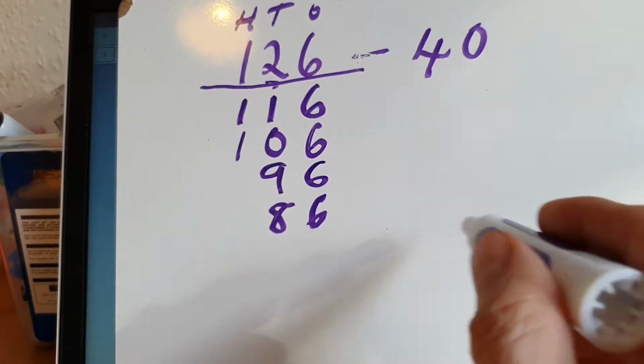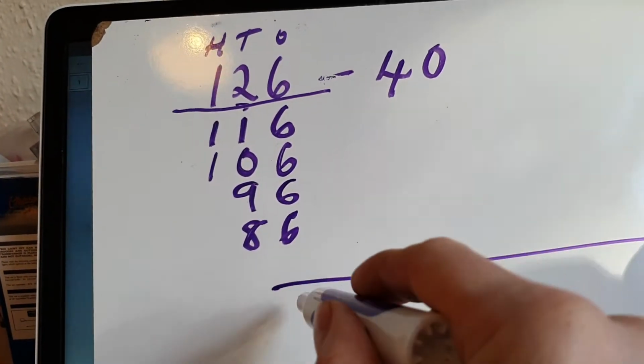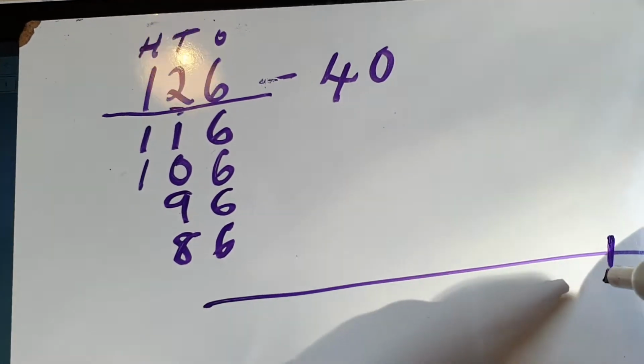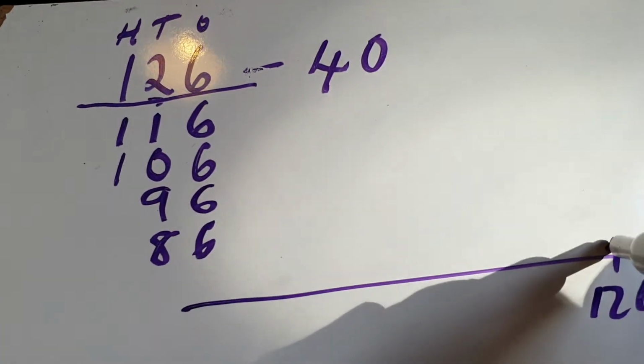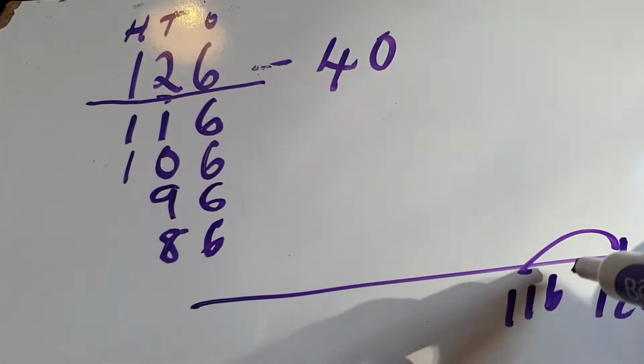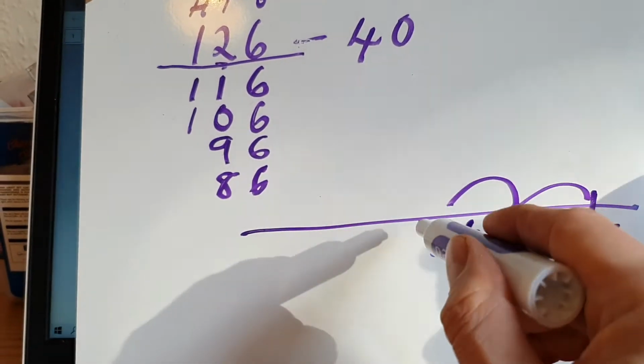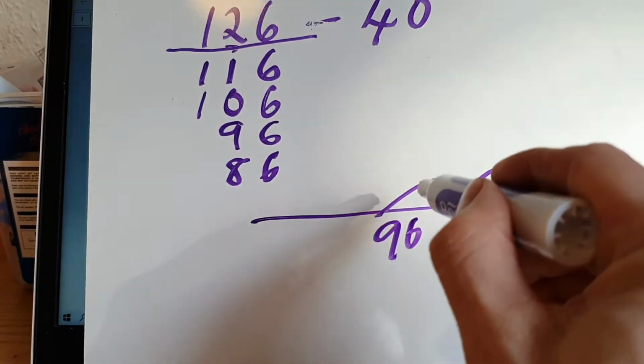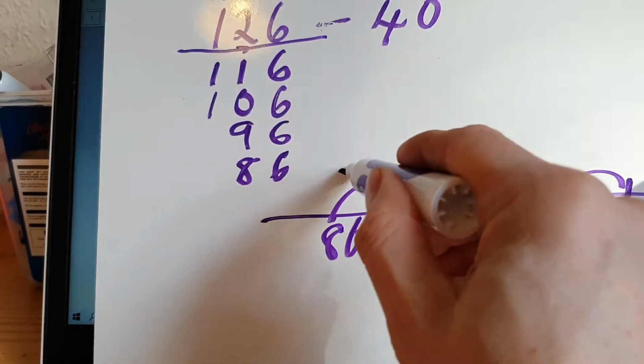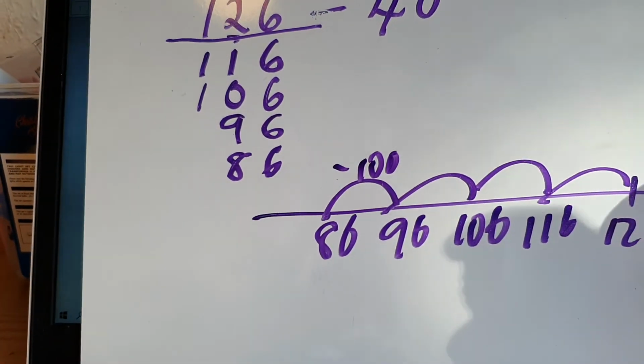You could do it as a number line. So you could have there 126. Go back 10, 116, 106, 96, 86. And taking away tens each time.